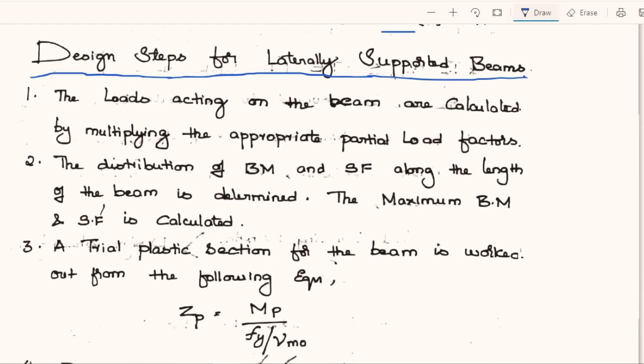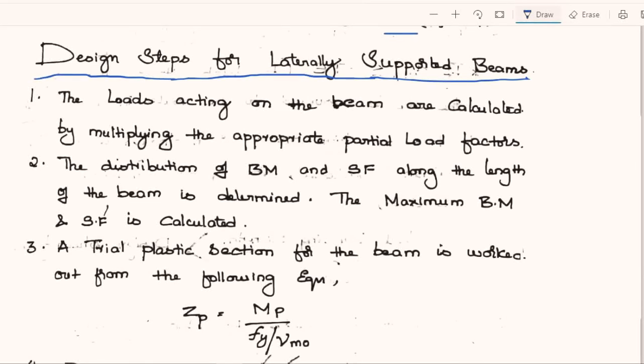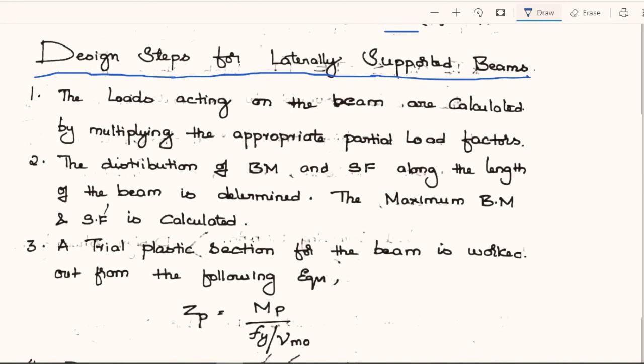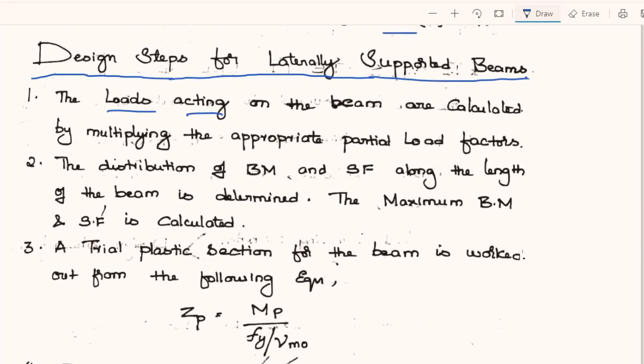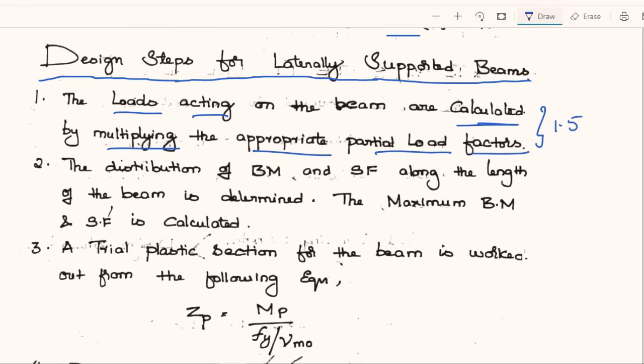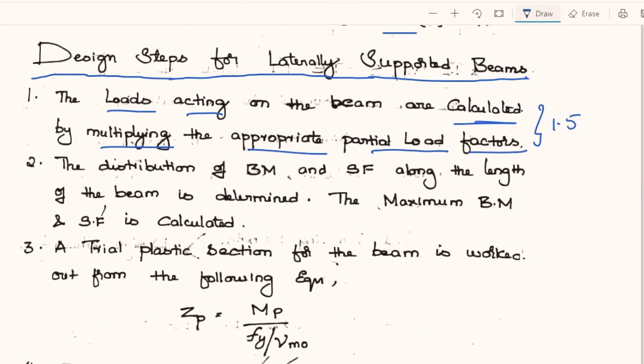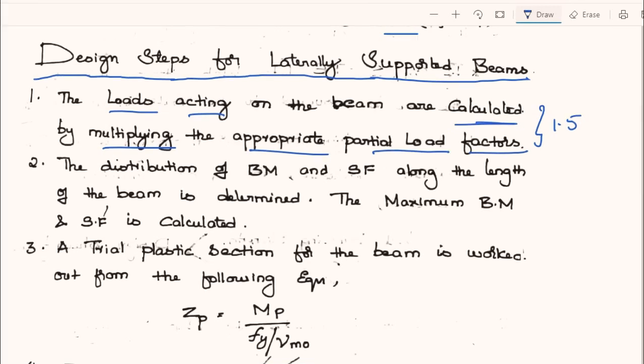In this video, let us see the design steps for laterally supported beams. We are going to start with the loads acting on the beam. So we need to calculate the loads that are acting on the beam and multiply with the appropriate partial load factors. Of course, you know what is the appropriate partial load factor, that is 1.5. So if the dead load and live load are given, you simply need to add them and multiply with 1.5 times to get the factored load.